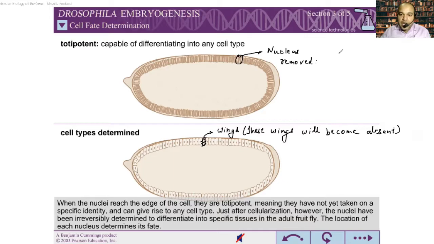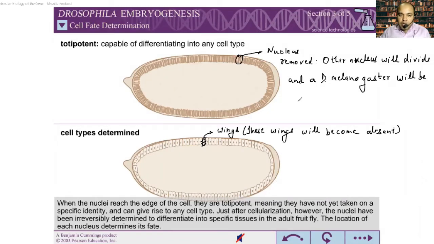क्या होगा? Nucleus remove हो जाएगा, other nucleus will divide, and a normal Drosophila melanogaster will be produced, and this Drosophila melanogaster that would be produced will be completely normal. एकदम normal Drosophila melanogaster बनेगी, कोई भी change नहीं आने वाला. There would be no change that will be taking place.